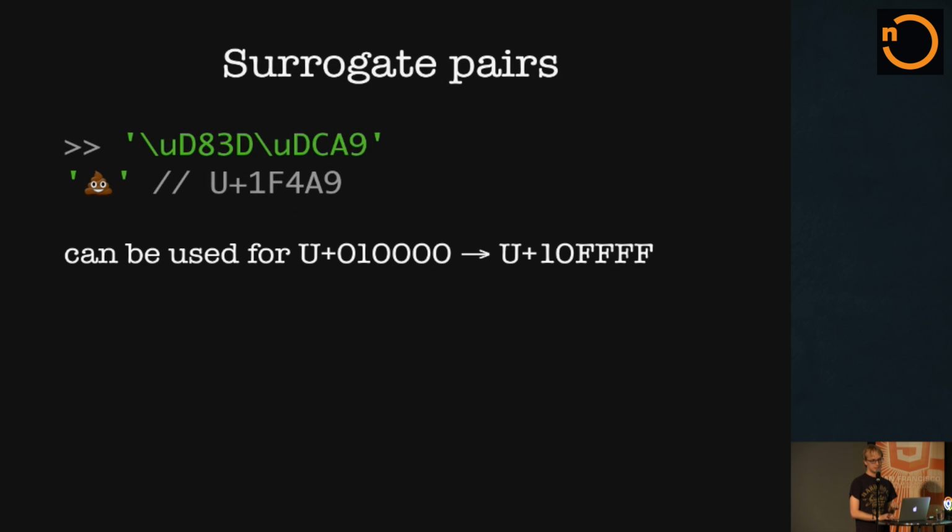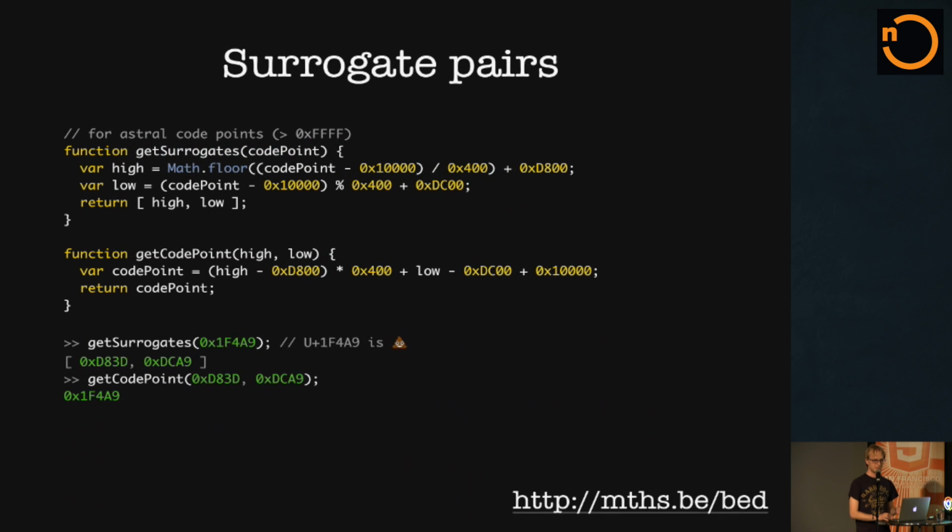There are formulas that can be used to calculate these surrogate halves based on an astral code point, and the other way around, you can go back. This is a JavaScript implementation of those formulas. You don't really need to look into it too much, but this is something that you need to keep in mind whenever you're dealing with strings in JavaScript, because often you will need to use these surrogate pairs yourself, and sometimes you will even have to calculate them yourself using this code.